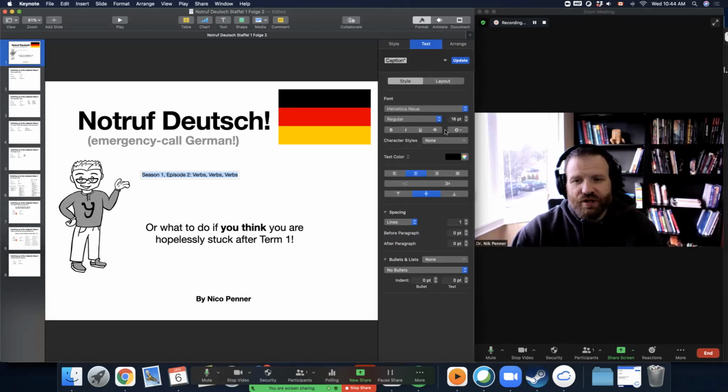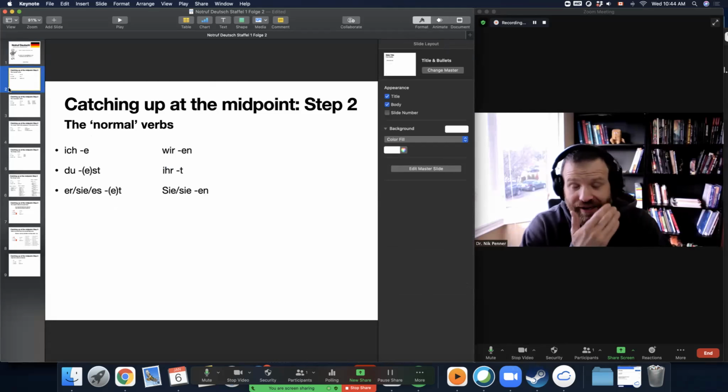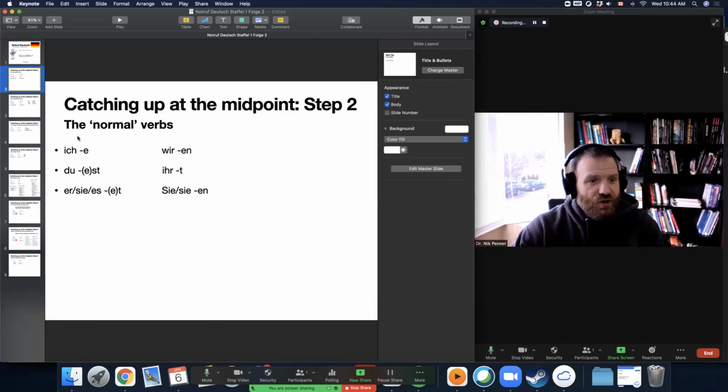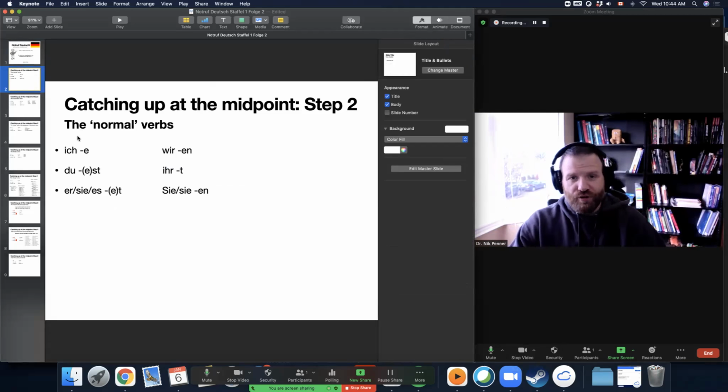We're going to talk about verbs today. Okay. So verbs in German. Things are not as difficult as they might seem. So the normal verbs, you already learned the three core verbs. Ich bin, du bist, er ist. Ich habe, du hast, er hat. Ich werde, du wirst, er wird, and so on. Those were the three core verbs.